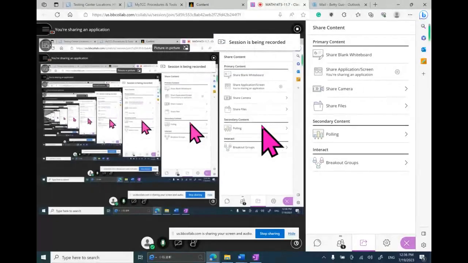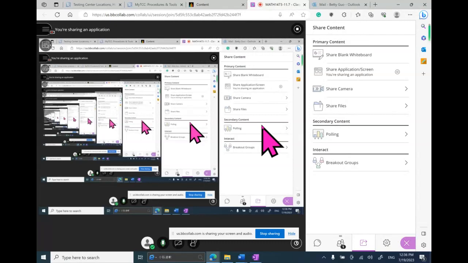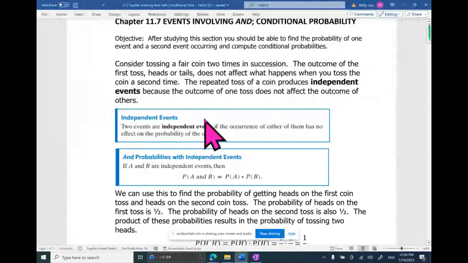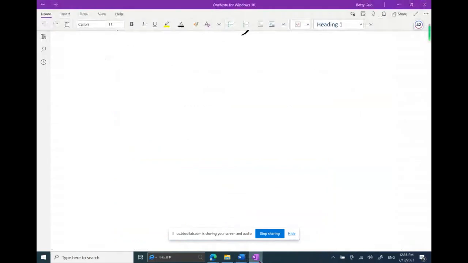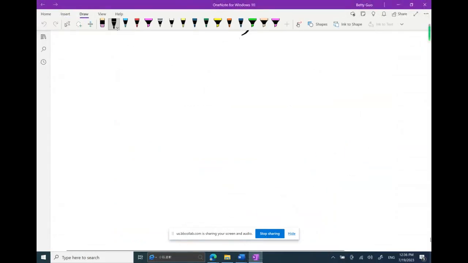Hello class, in this video we cover section 11.7, events involving and conditional probability. So the focus of this section is the multiplication rule. You might remember in the previous section we learned an addition rule. The addition rule is to find the probability of A or B. And today we are going to learn a multiplication rule.